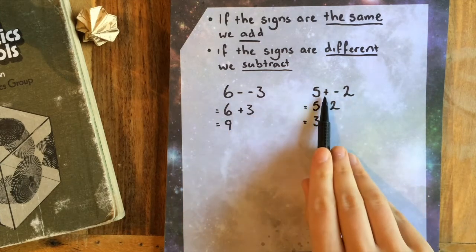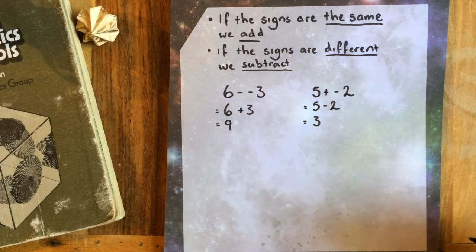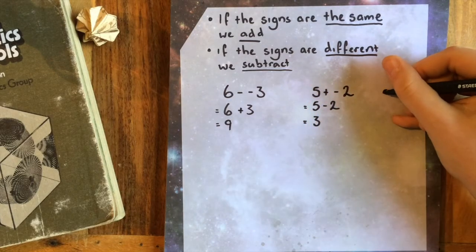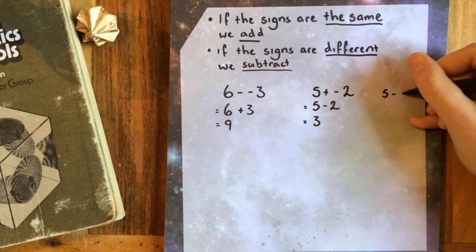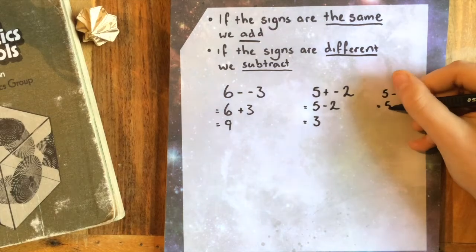And it doesn't really matter which way round these signs are. If it was 5 take away positive 2, well, normally we just write that 5 take away 2. We don't show that it is a positive. 5 take away positive 2 is just the same as 5 take away 2.